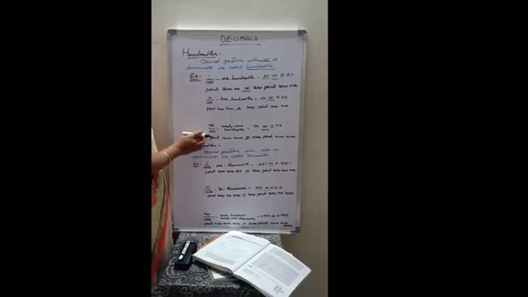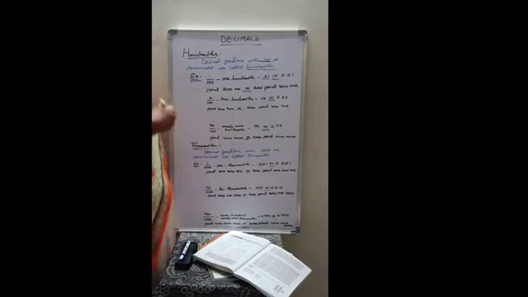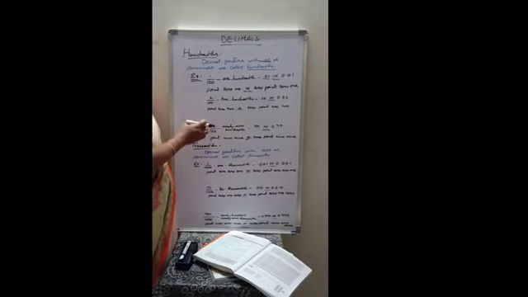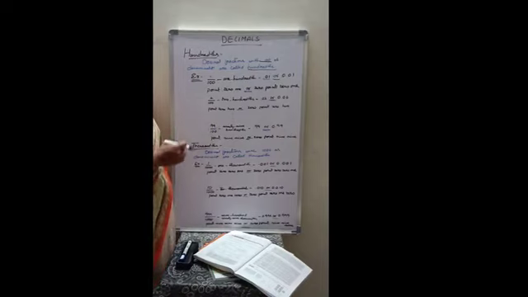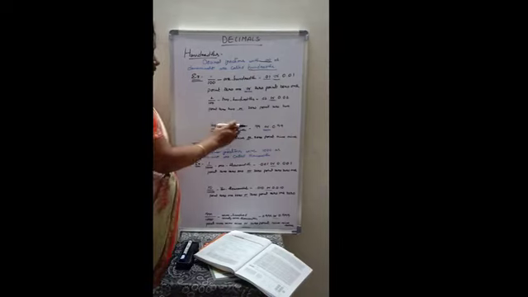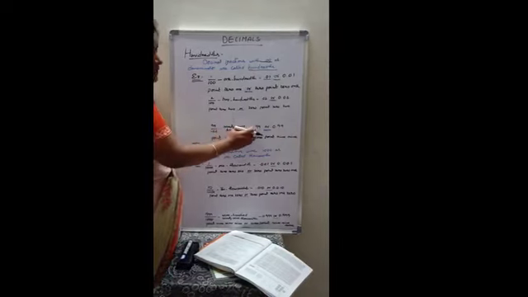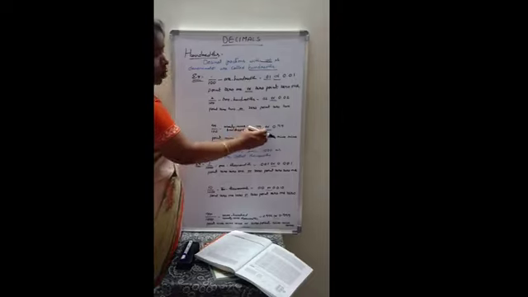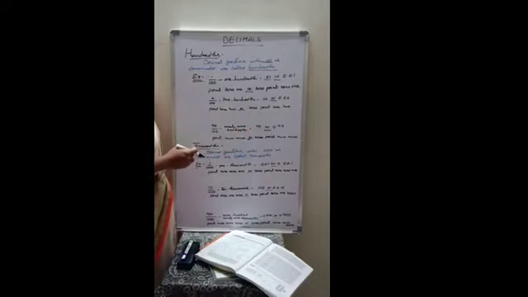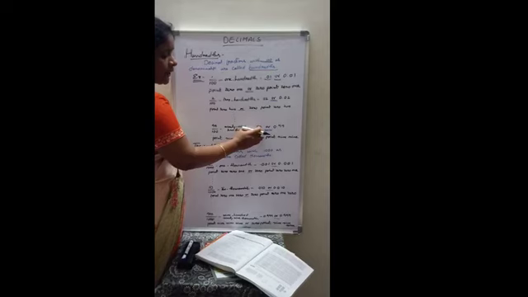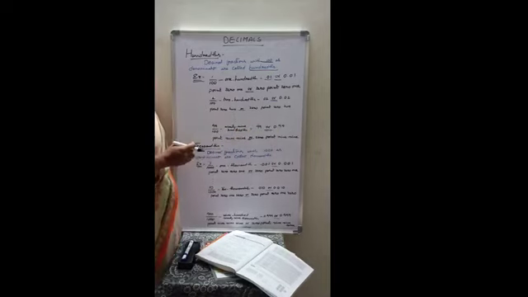So 99 by 100 can be represented as 99 hundredths. 99 hundredths means 99 parts out of 100. You can represent it like this: 0.99. Written as 0.99.